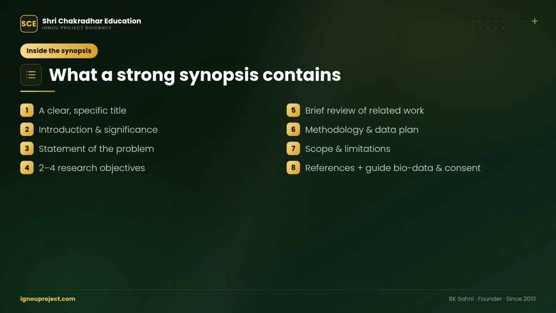What goes inside a strong synopsis? A clear, specific title, a short introduction and why the topic matters, a statement of the problem, 2 to 4 research objectives, a brief review of related work, your methodology and data plan, the scope and limitations, and your references along with the signed biodata and consent of your guide.